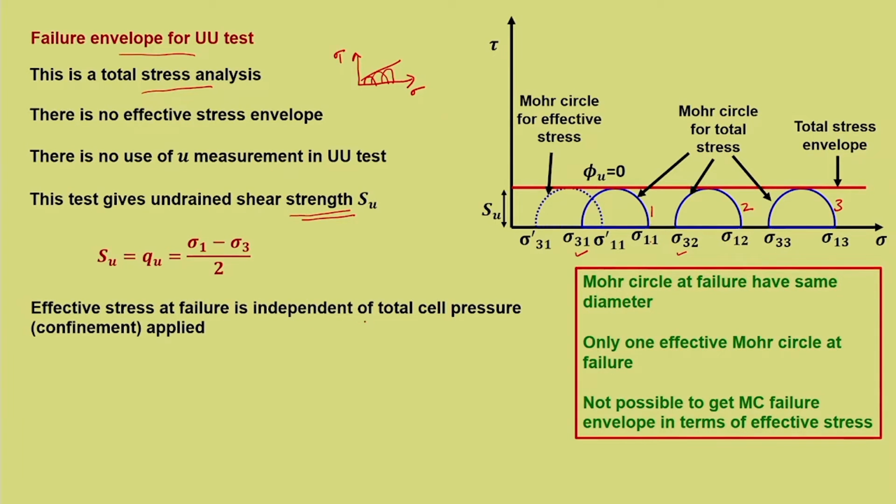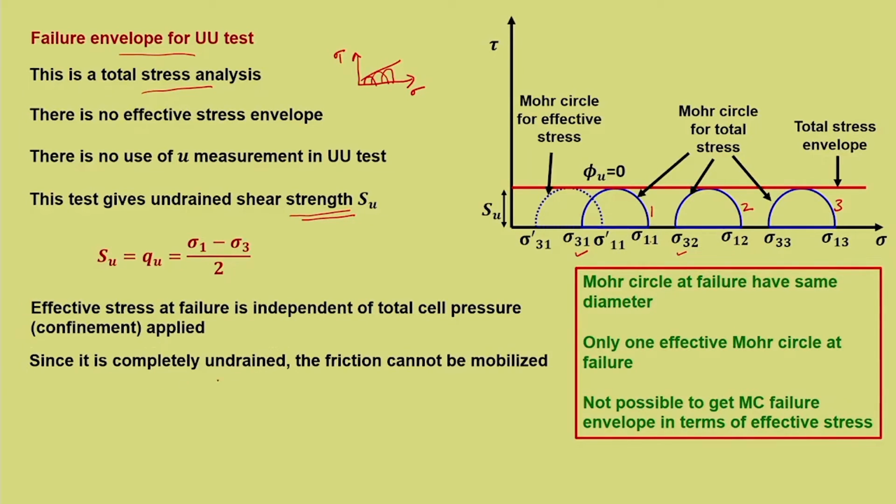Effective stress at failure is independent of total cell pressure applied. We have seen there is no effect of sigma 3.1, sigma 3.2, sigma 3.3. These statements denote the same thing, but why I am stressing these statements again and again is that these are different ways by which you tell the same thing. So, that you need to understand it carefully. Since it is completely undrained, the friction cannot be mobilized. So, there is no concept of phi coming into picture. So, total stress envelope is phi equal to 0. Hence, this test is also known as phi equal to 0 test.